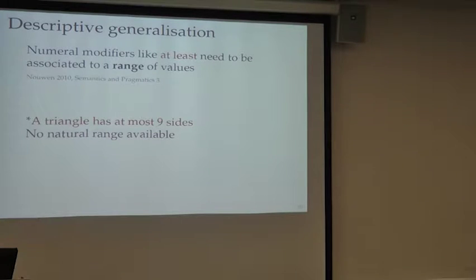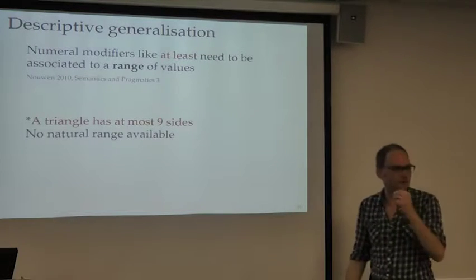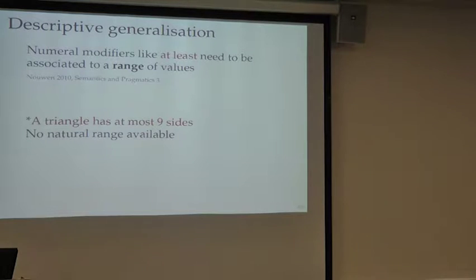So here's the triangle example again. A triangle has at most 9 sides. It's strange. Why is it so? Ignore the star. I don't know what it should have, a question mark or a hashtag or whatever. It's somehow unacceptable.